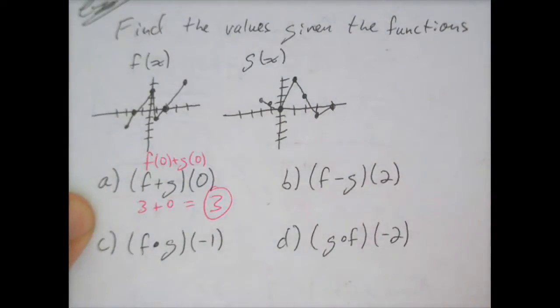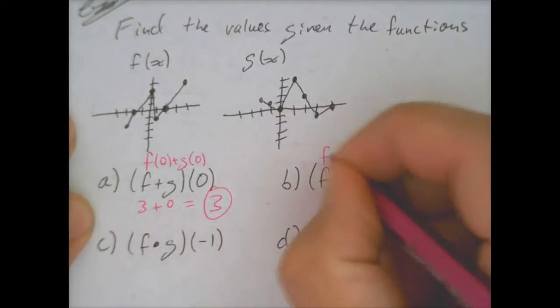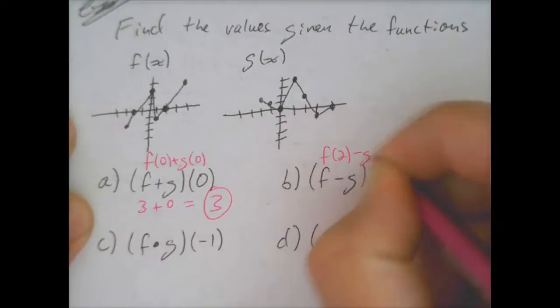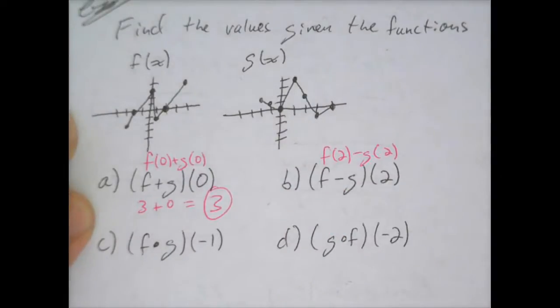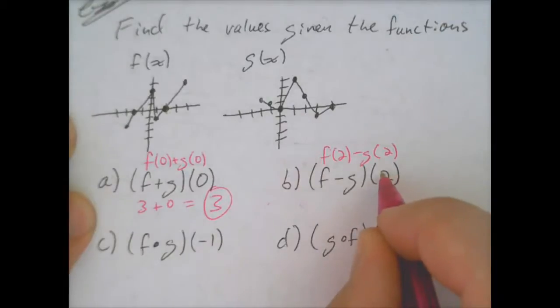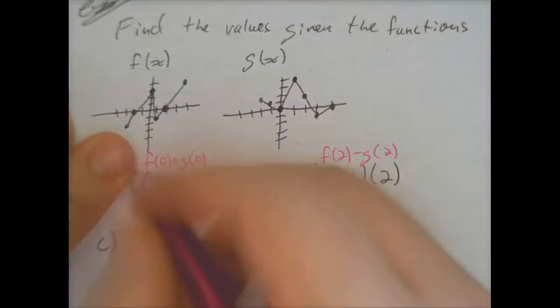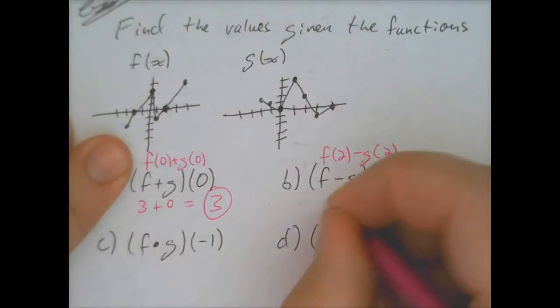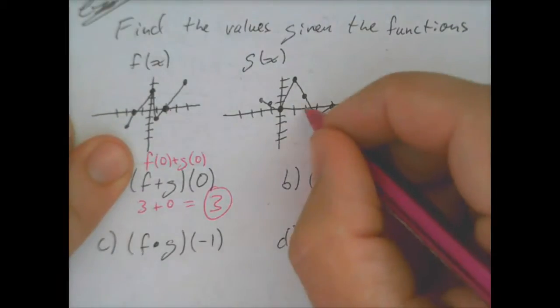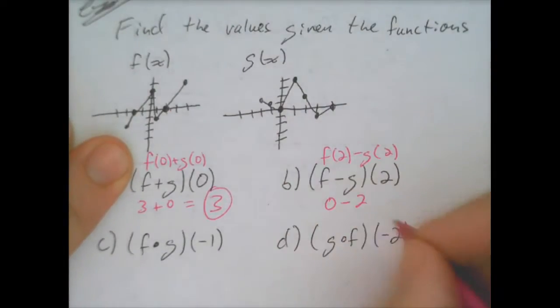Cool. F minus g of 2 is just f of 2 minus g of 2. So hopefully you guys are noticing that these aren't x's, right? So these kind of stand for your x values, right? So in order to do this one, we have f of 2. F of 2 is 0, so we have 0 minus g of 2, which looks like it's about 2. So minus 2, which would be negative 2.